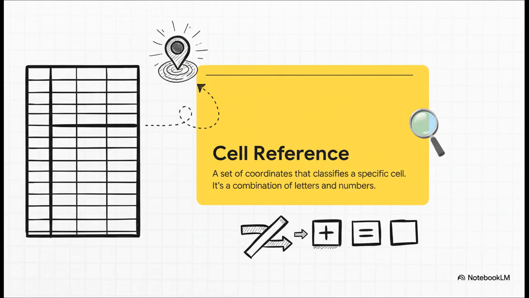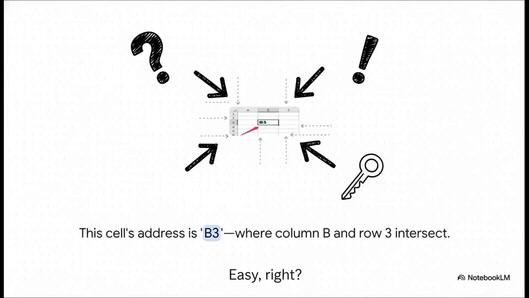Think of it like a GPS coordinate for your data. We call this the cell reference, and honestly, it is the secret key to unlocking almost all of Excel's power, because it lets you pinpoint exactly what data you want to use. Let's take a look at a real example here. This highlighted cell, see how it's in column B and it lines up with row 3? That means its address, its cell reference, is just B3. See? Super easy, right? Getting this simple address system down is the absolute key to, well, pretty much everything else you're going to do in Excel.